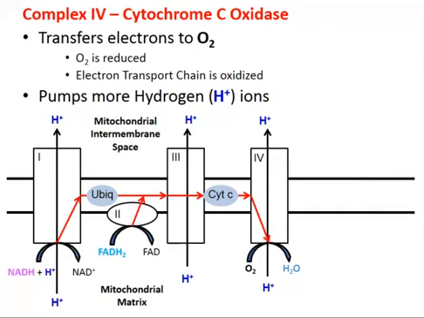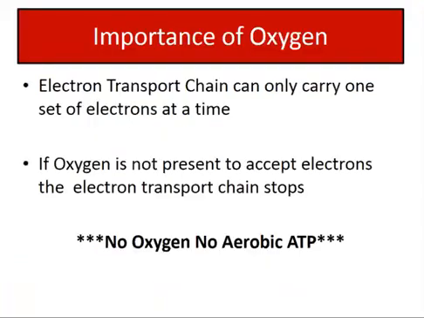So if we had a situation where our cells didn't have oxygen, all of our electron transport chain would become reduced. They cannot accept more electrons and pump hydrogen ions, so they cannot produce ATP. So the production of ATP would stop. So that's the importance of oxygen.